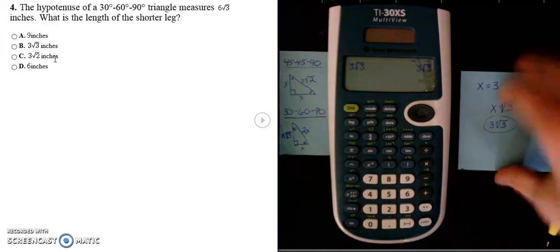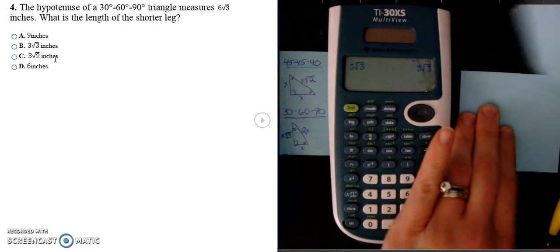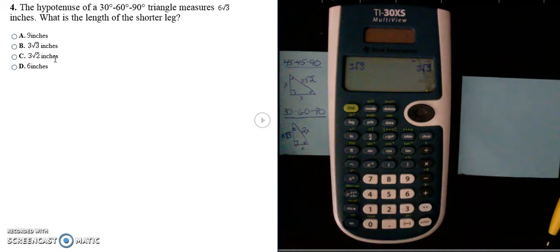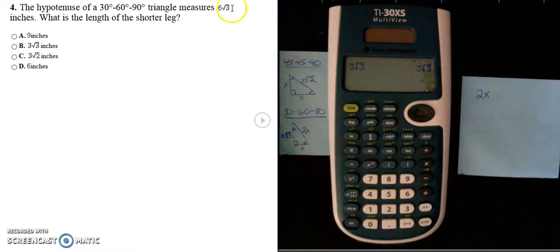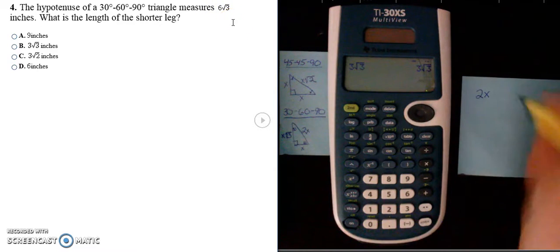Number 4 also has to do with a 30, 60, 90 triangle. But this time it tells me that the hypotenuse is 6 square roots of 3. And it wants to know what is the length of the shorter leg. So I look at my rule triangle, and the hypotenuse is across from the right angle, and it's 2x. So I'm going to write down 2x. The problem told me that the hypotenuse is 6 square roots of 3.